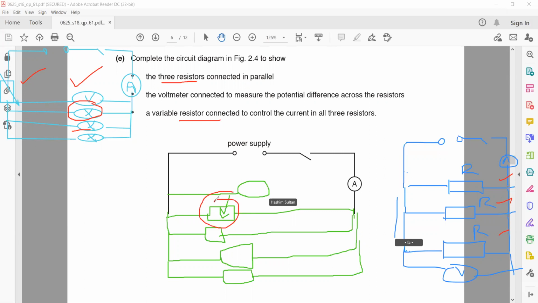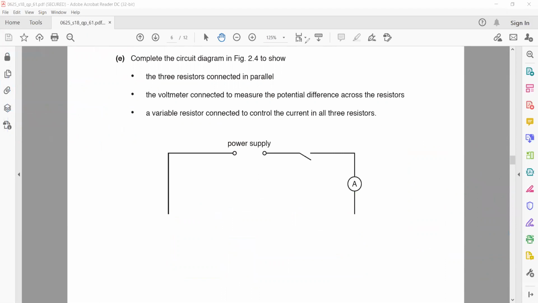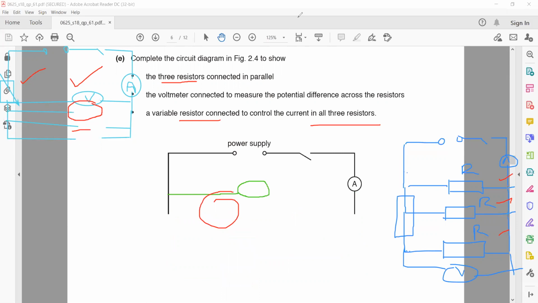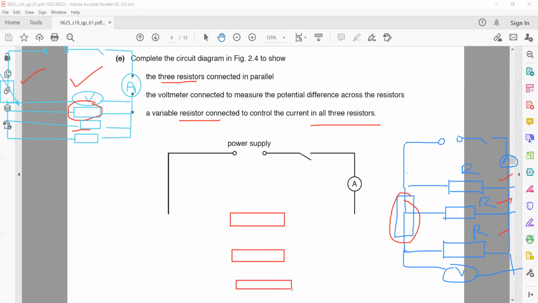This is not the correct position, Hashim, because if you connect the variable resistor in parallel, it will not be useful. You want to change the current, so the correct way: if you connect a variable resistor at this point, it only changes the current in these two, so it will not be effective. So, three resistors connected in parallel, a variable resistor and a voltmeter.